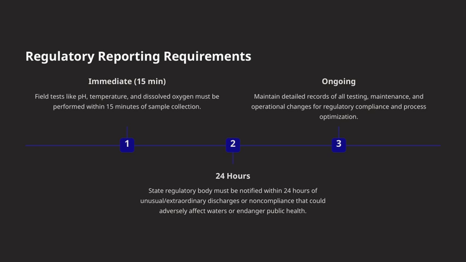Not only does this ensure we stay compliant with regulations, but it also helps us optimize our processes over time. In the big picture, these requirements emphasize the importance of timely, accurate, and thorough documentation to protect both the environment and public health, aligning with our overall goal of responsible water management.